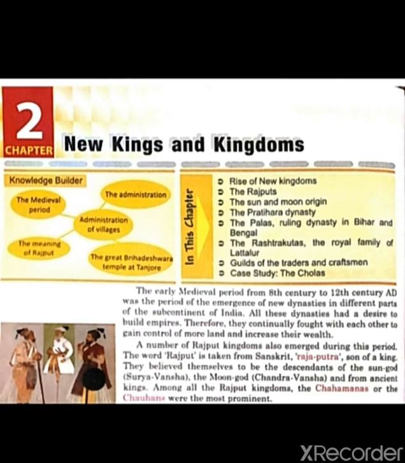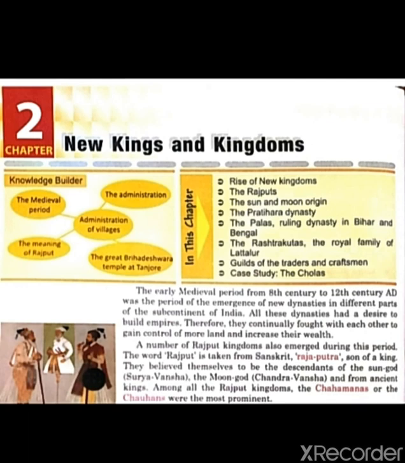A number of Rajput kingdoms also emerged during this period. The word Rajput is taken from Sanskrit Rajputra, which means son of a king. They believed themselves to be descendants of the sun god, Suryavansh, the moon god, Chandravansh, and from ancient kings. Among all the Rajput kingdoms, the Chahamanas or the Chauhans were the most prominent.